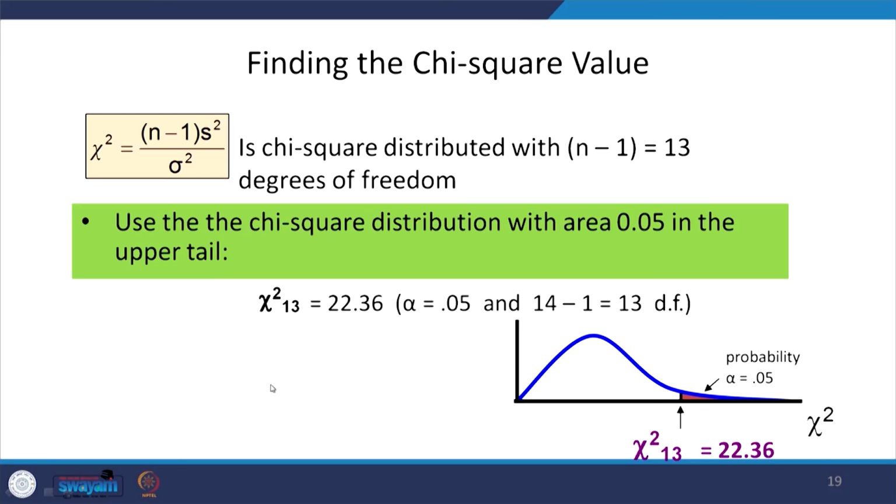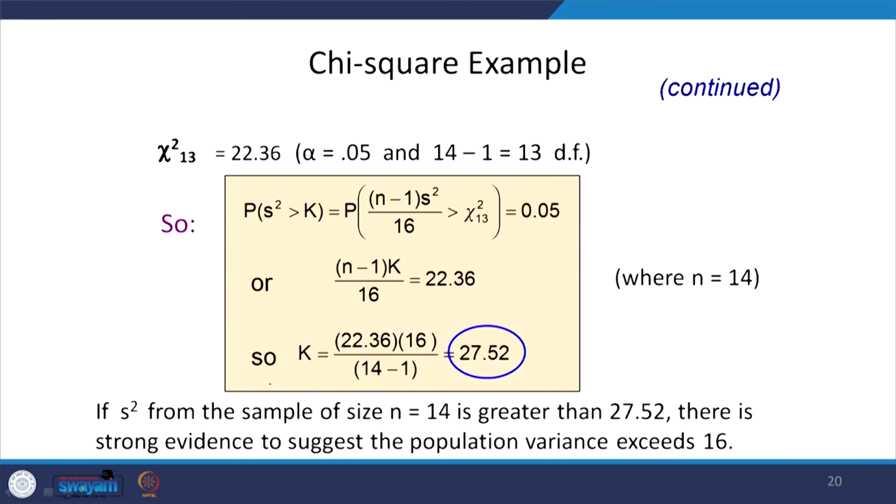So, the corresponding value for alpha equal to 0.05 is 22.36. What is asked is, if the chi-square value is 22.36, we know that (n minus 1) s square by sigma square, where sigma is 4, so sigma square is 16. If the chi-square value is 22.36, what is the value of your sample variance? That was the question. The chi-square value is known to us, that is 22.36 when alpha equal to 0.05. When the chi-square value is 22.36, what is the maximum value of your sample variance?